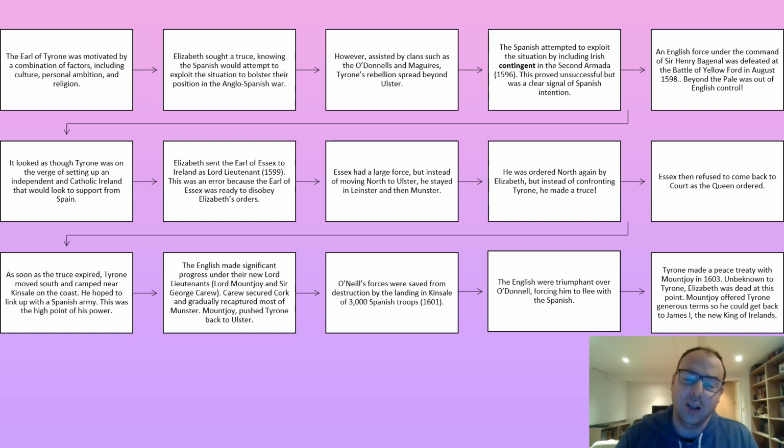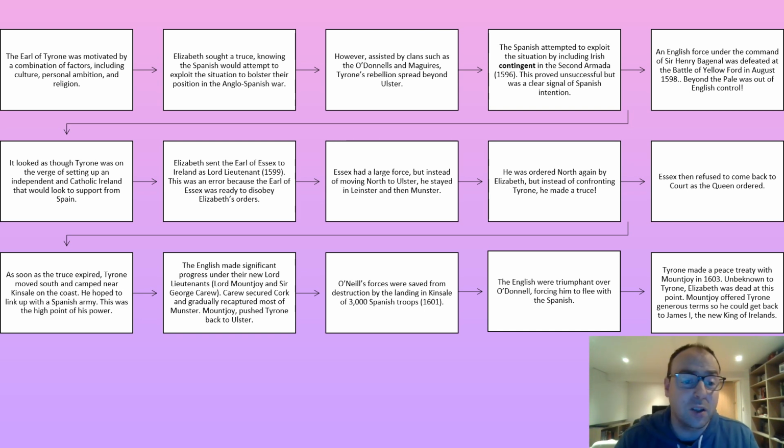Tyrone. Again, Elizabeth then orders him north again, but instead of confronting Tyrone in battle when he meets him, he instead has a secret meeting with him and signs a truce, again explicitly against Elizabeth's orders. Elizabeth then orders Essex to come back to court. He refuses. He does eventually come back to court, and there's a huge to-do about it, and he's disgraced, and again he ultimately ends up going into rebellion himself with the Essex Rebellion.